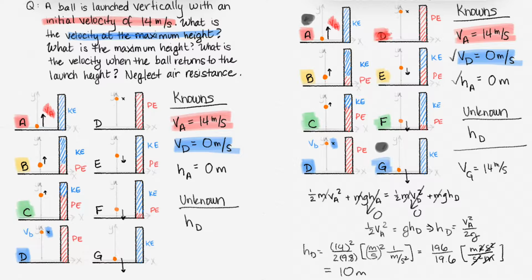What energy conservation doesn't tell us is the direction. And we need to look at the illustrations here to figure that out. Remember that our initial velocity, we didn't write it down. The initial velocity was actually in the positive y direction. It was up, in the opposite direction to gravity. And our velocity in state G is in the negative y direction.